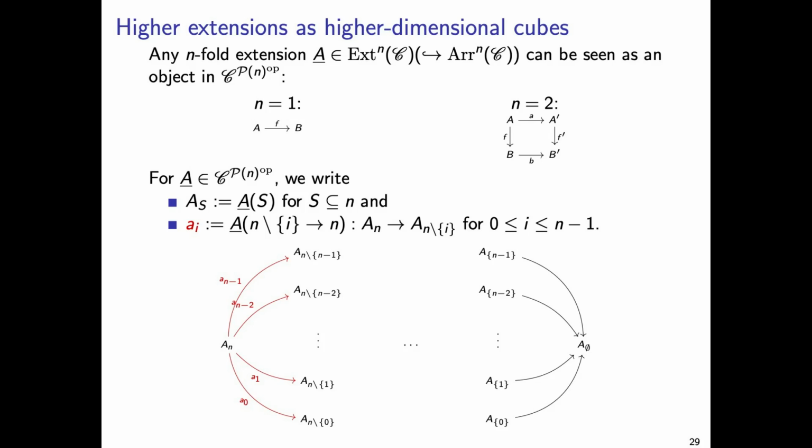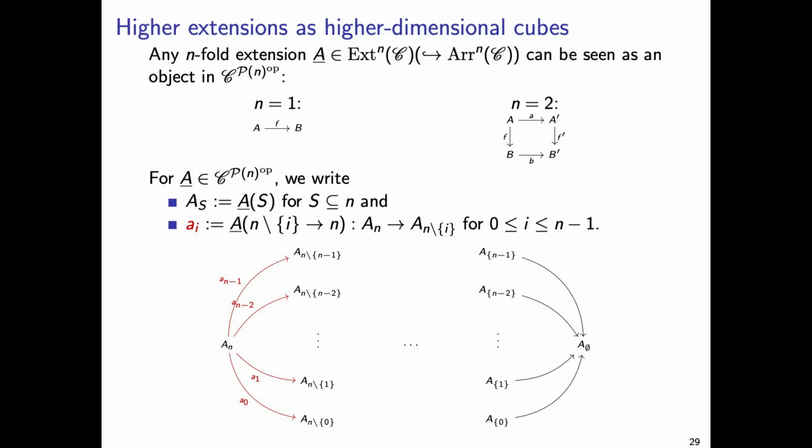If we have an n-fold extension A underlined, then we can see it as a functor from the power set of n up to C, which just means that for n equals 1, we view an extension as an arrow, and a double extension as a commutative square. I will write A_S for the image of S under A, for a subset S of n, and I will write A_i for the image under A underlined of the inclusion of n without i into n, where i goes from 0 to n minus 1.